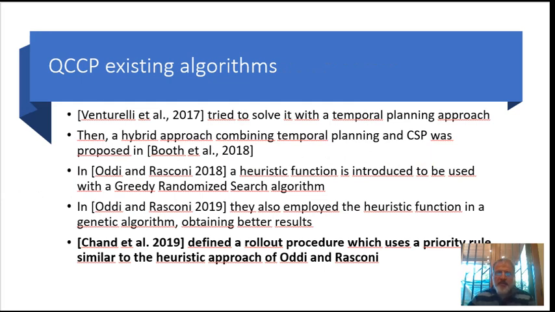Starting from the paper Venturelli et al. 2017, where the authors introduced the benchmarks and attacked the compilation problem using temporal planners, there has been a number of works in the literature that tackle the same problem against the same benchmarks. In this work, we will focus on the results obtained in Chand et al. 2019, as they represent the current best at the time of our experimentation.